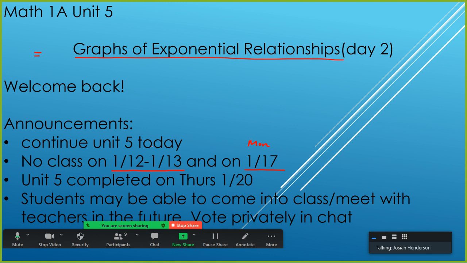Next week, we're doing achievement chats. So you should be scheduling that with your regular independent study teacher. And that's why there's no class on the 12th and 13th. The 17th is Dr. Martin Luther King day. So we're not going to have school then. Unit 5, I'm going to have completed on Thursday, the 20th.